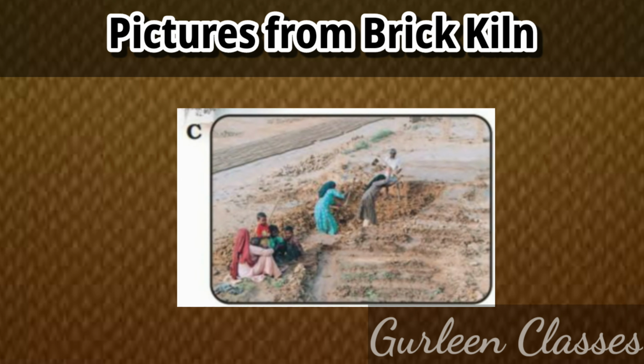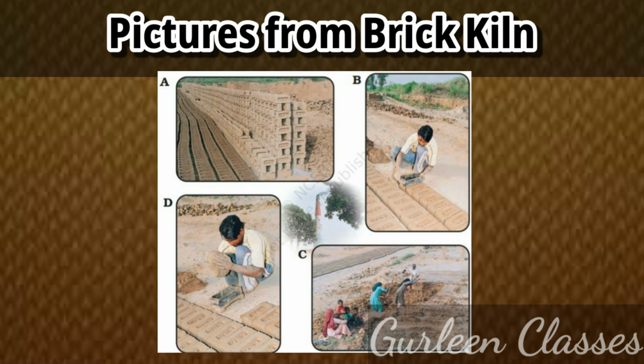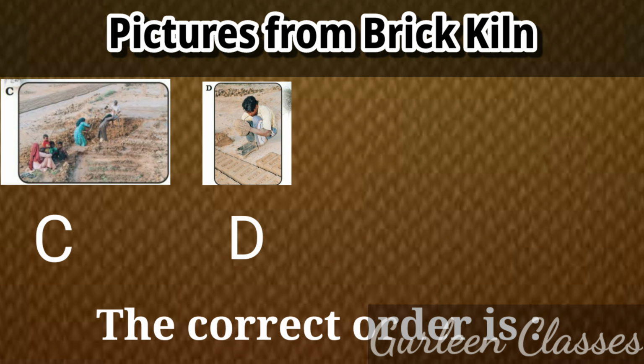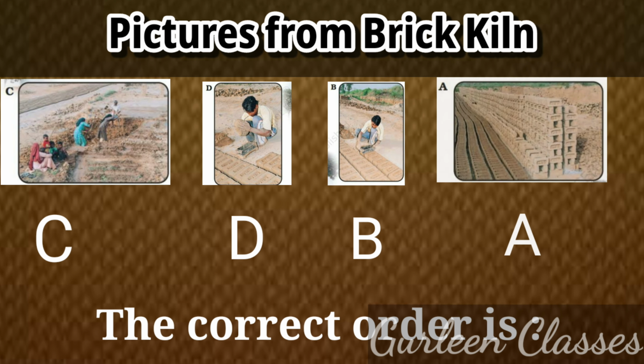In picture C, what are they doing? Digging clay to make bricks. So now write the correct order. This is the process to make bricks. So the correct order is C, D, B and A.